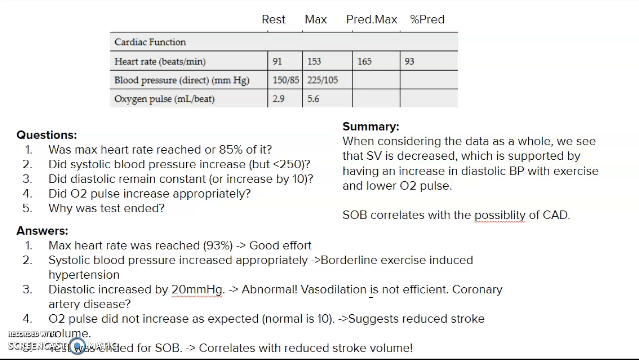That's abnormal. Next, let's look at our O2 pulse. Our O2 pulse went from 2.9 to 5.6, yet it says they were at maximum effort. O2 pulse should be anywhere from 10 to 15, so this person did not get that. Remember what that tells us. An O2 pulse that does not get up to its normal level suggests stroke volume is reduced. So here we have two things now that tell us stroke volume is reduced: the O2 pulse and the high diastolic pressure.